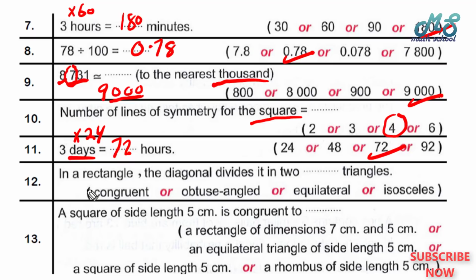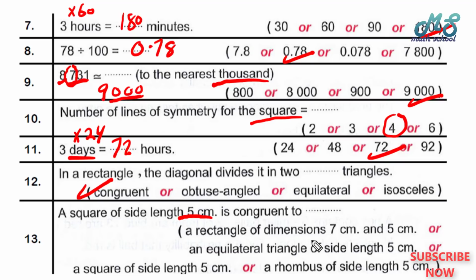Number 12 in triangle. The diagonal divides it into متكررة برضو two congruent Mr. triangles. Number 13 a square of side length 5 cm. هو مديك السايد length. It is congruent to. يعني ده congruent to. طبعا هو السايد 5 سنتيمتر يبقى هيكون congruent للسكوير زيه يا مستر. برضو its side length equals 7 سنتيمتر.